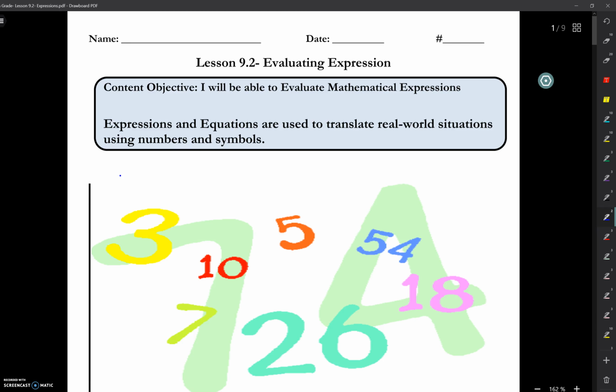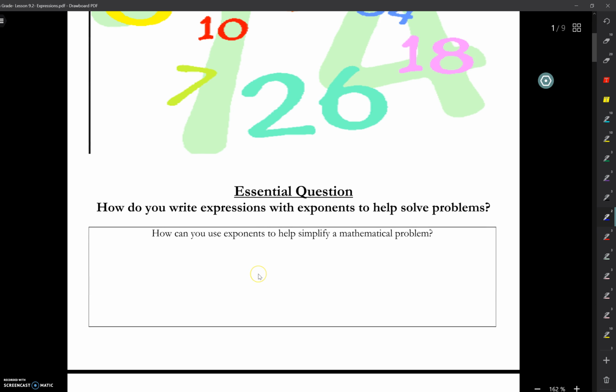All right, boys and girls, so this is lesson 9.2, evaluating expressions. And our content objective is I'll be able to evaluate mathematical expressions. Expressions and equations are used to translate real-world situations using numbers and symbols. And so we'll get into that information in a little bit.